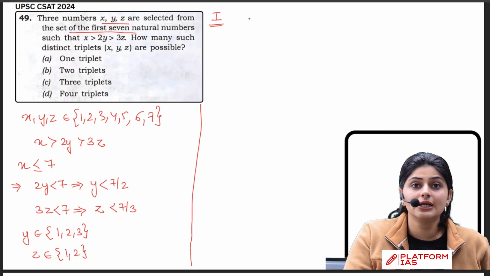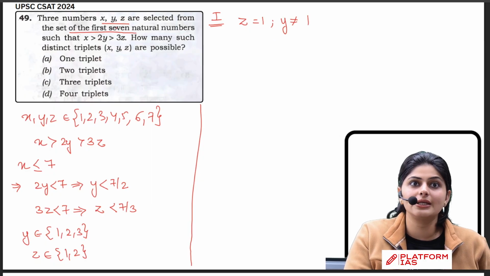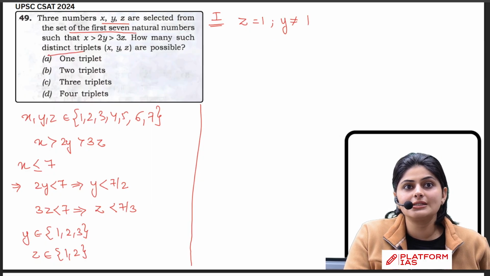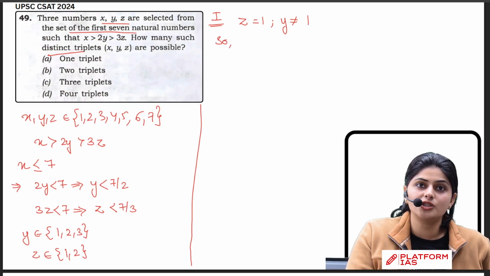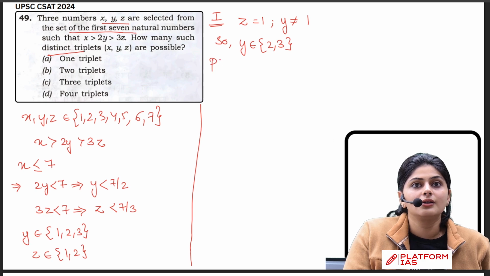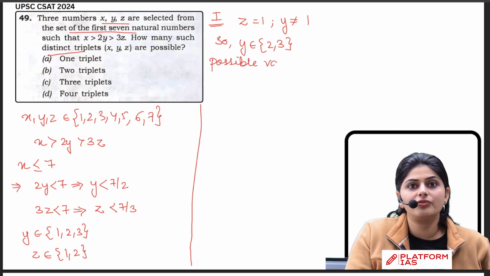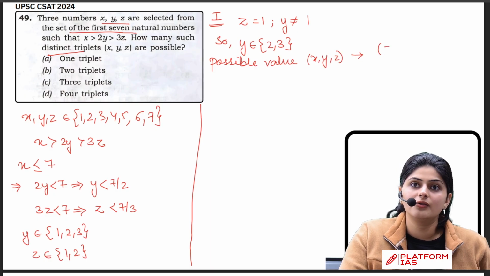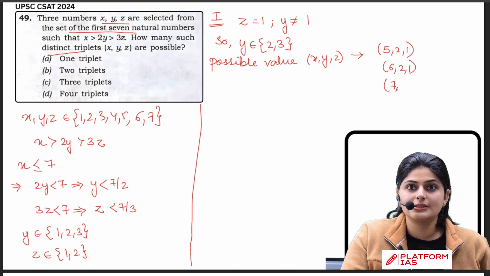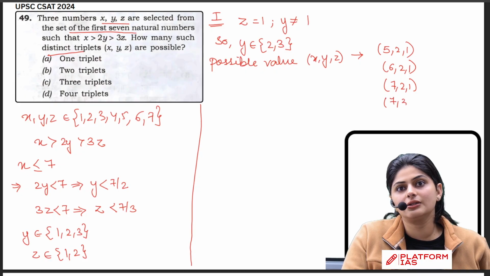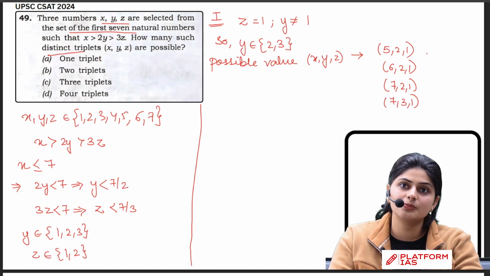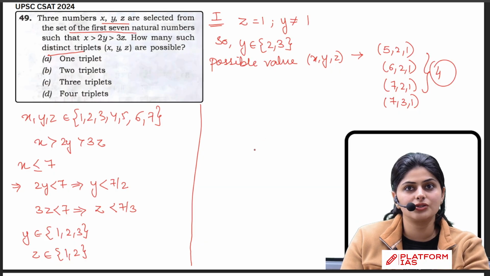Now the first case: if we take z as 1, y cannot be 1, because we need to find distinct triplets. So the possible values of y are 2 and 3. The possible triplets x, y, z are 5, 2, 1, then 6, 2, 1, then 7, 2, 1, then 7, 3, 1. So how many distinct triplets are there? 4 distinct triplets are possible.